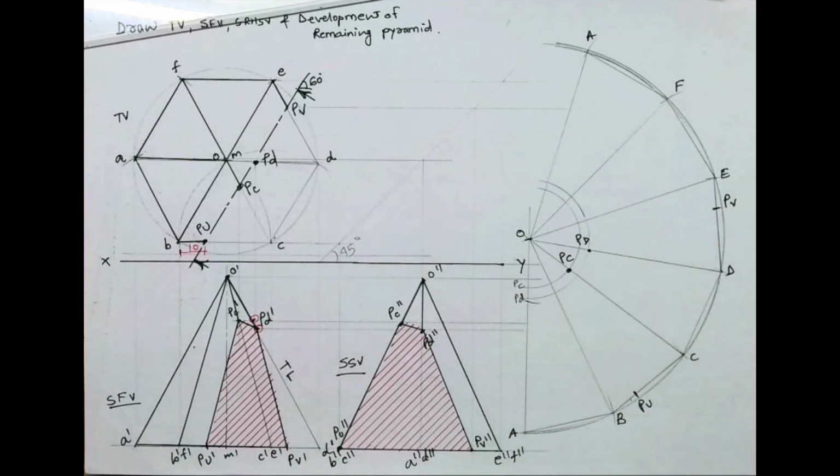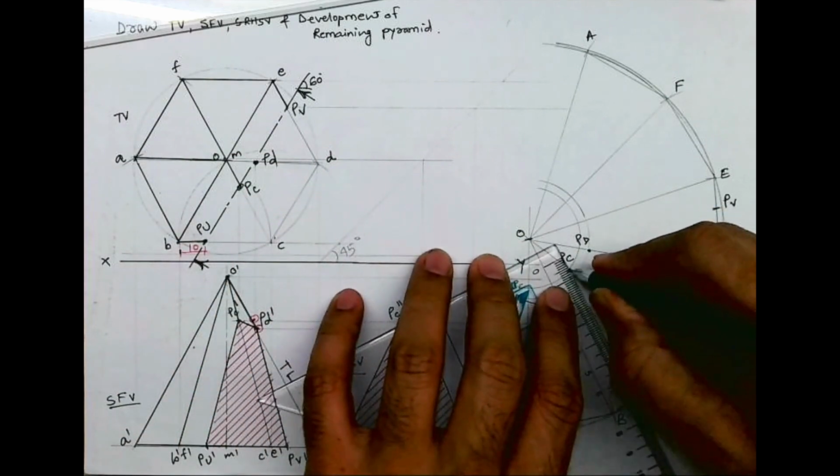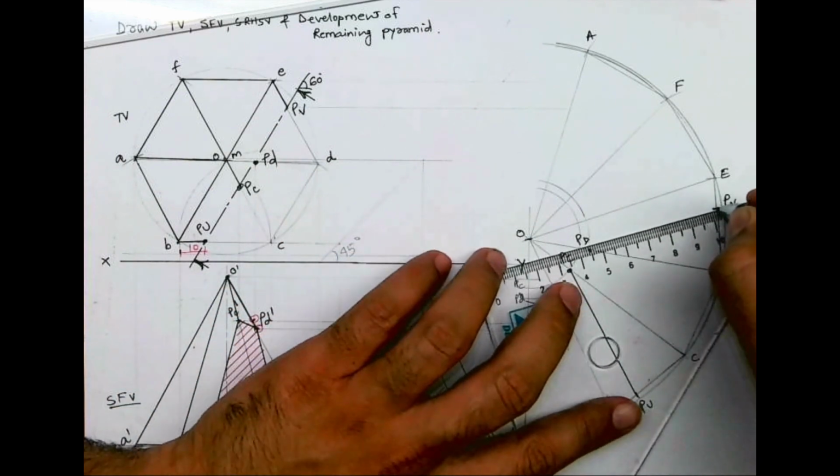Then what we will do, we will join all these points PU, PC, PD, PV. So we will get the development part. So I hope you people have understood this. Thank you.